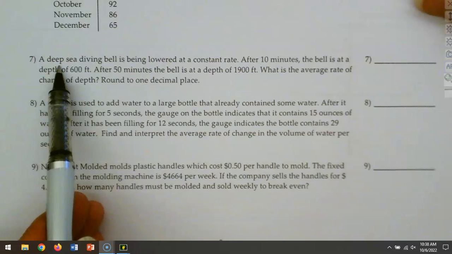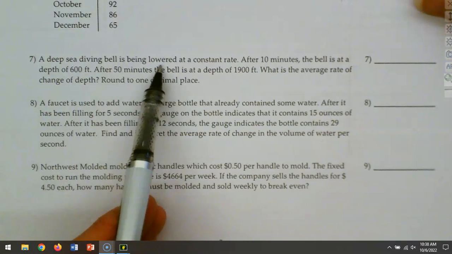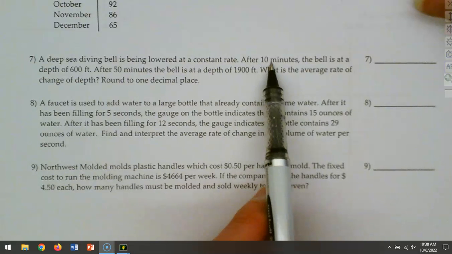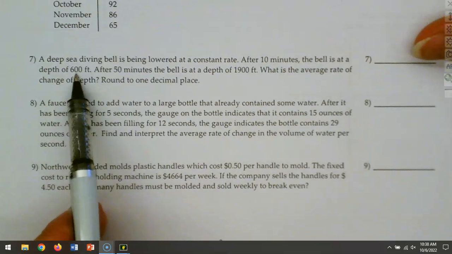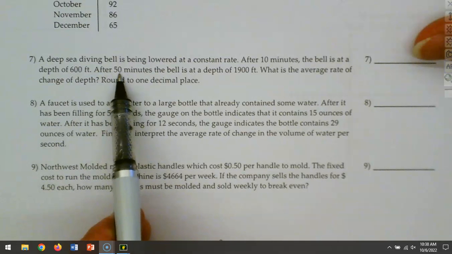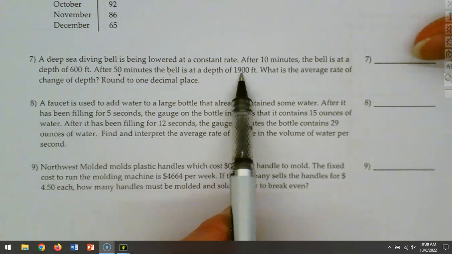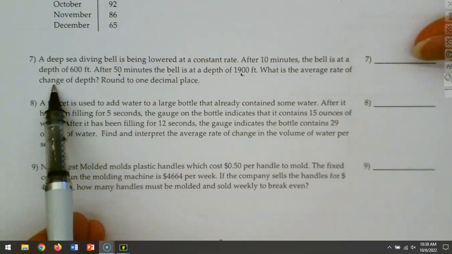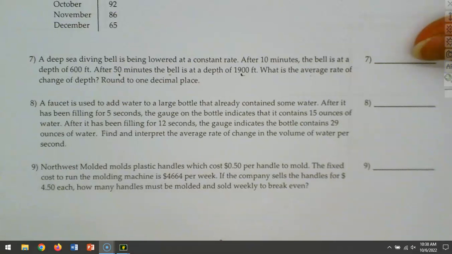A deep sea diving bell is being lowered at a constant rate. After 10 minutes, the bell is at 600 feet. After 50 minutes, the bell is at a depth of 1900 feet. What is the average rate of change of the depth? Okay, round to 1 decimal place.